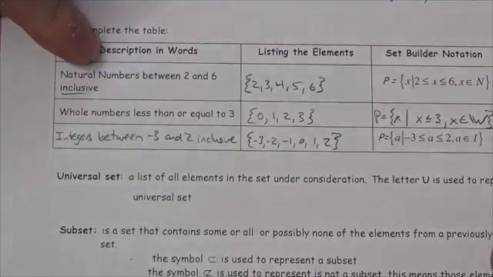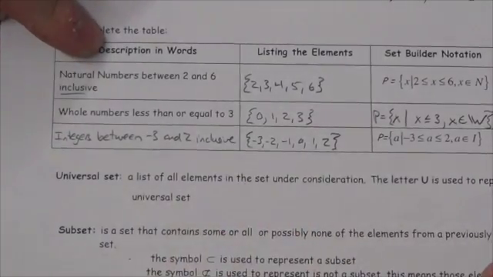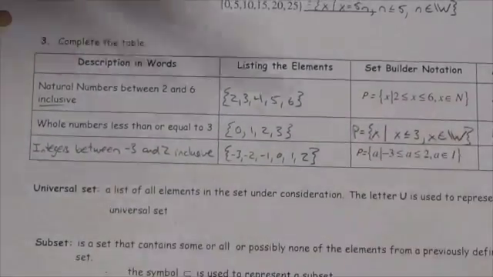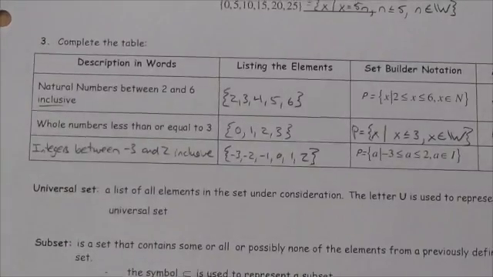Integers between -3 and 2 inclusive, and there we go. Yeah, good. Nice little bit of practice with all the different forms of representation. Now we'll introduce the ideas of a universal set, subsets, and the empty set.